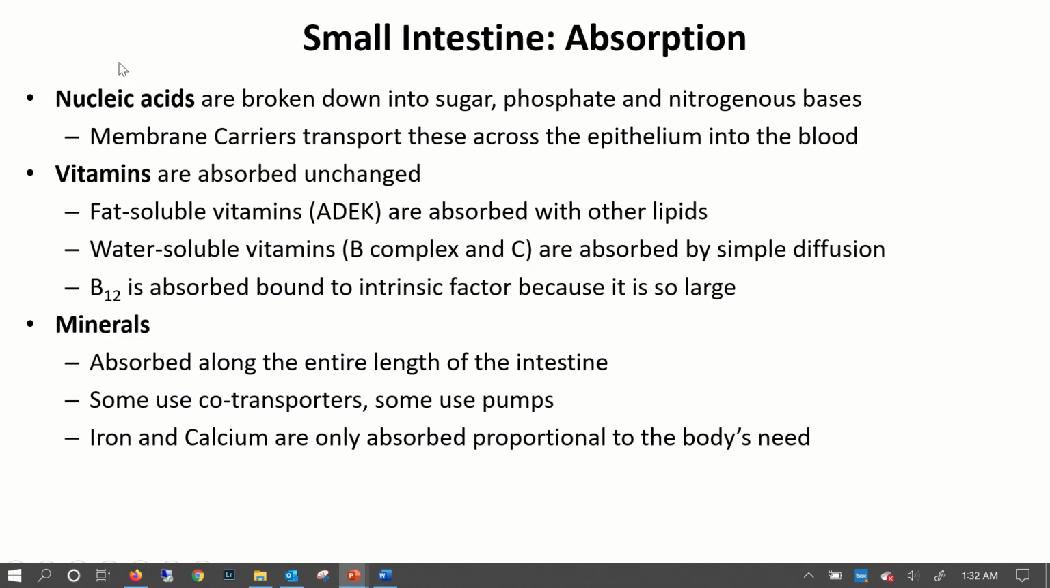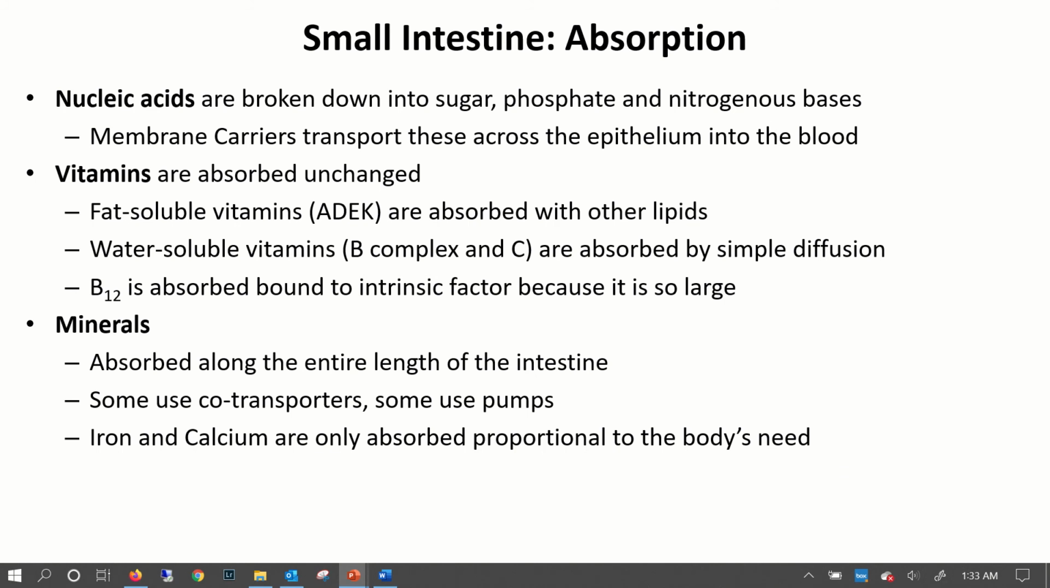When you look at nucleic acids, they tend to be pumped across the epithelium into the blood through membrane carriers that are similar to the sodium glucose transport. Vitamins themselves tend to be absorbed unchanged. They don't actually go through digestion the same way these other molecules did.